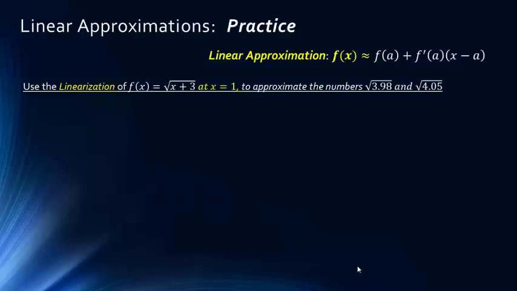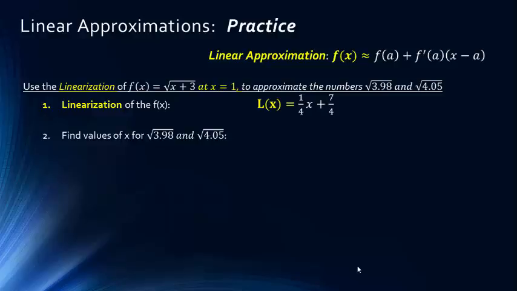Now we're going to use our example, what we finished in the last one, to approximate the numbers 3.98 and 4.05. Okay? So this is an example where, of course we have calculators now, so finding the square root of 3.98 is quite simple for us because we plug it in. But this is a way to find that value without using your calculator. Okay? So the first thing we have to do, we already know the linearization, but we need to figure out what x is in these problems.